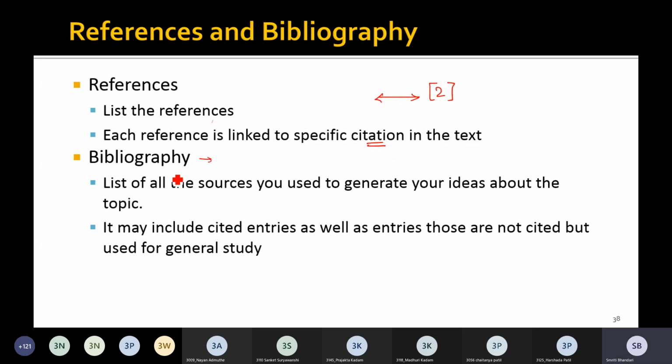But references must be cited in the text. Under the bibliography, whatever the list of documents, those may be cited in the text, or those may not be cited in the text. But we have used those materials to come up with our document. Right? So that is the difference between references and bibliography. So this is the last point in our proposal. I hope you have understood the content and you will be able to write your own project proposals.